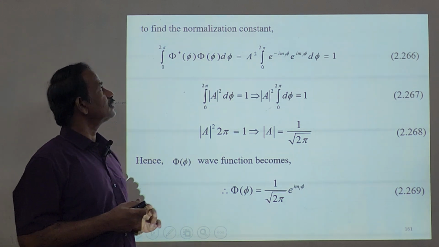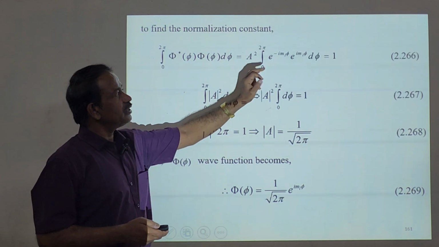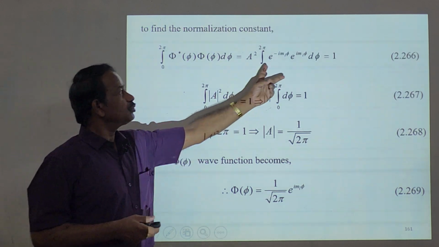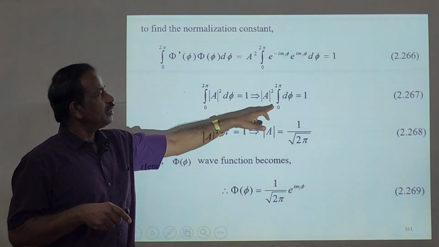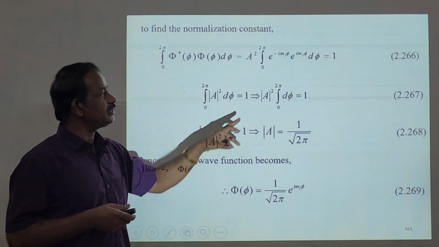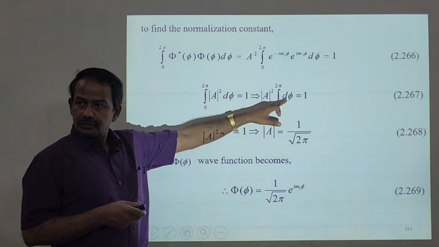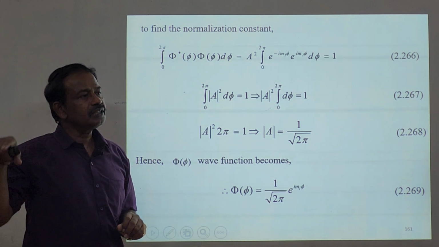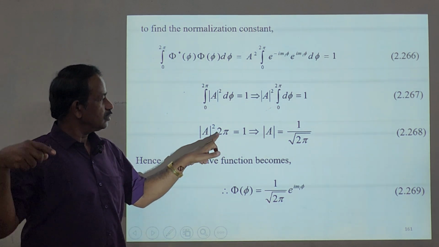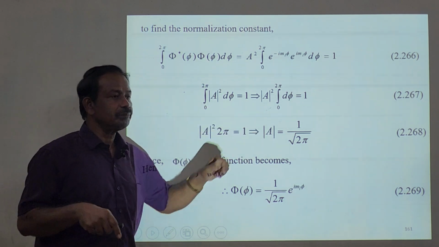You pull A squared out. Substitute these two and take A squared out, that will give you this. Both will become 1. You have mod A squared d phi, and substituting the limit, you will get 2 pi, correct? A squared times 2 pi. Integrating d phi, you will get phi, with limits from 0 to 2 pi. So 2 pi minus 0, you have 2 pi A squared. So mod A will be 1 by root 2 pi.